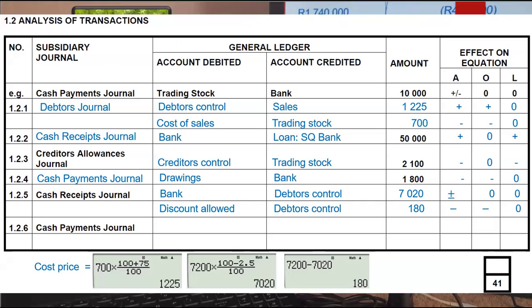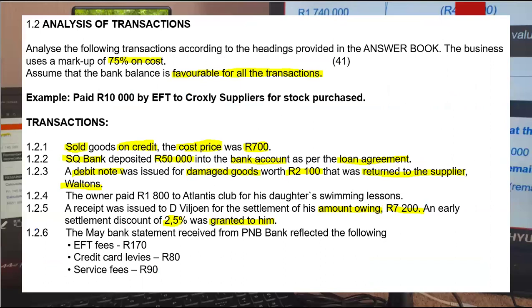Moving right along. Last one. The May bank statement received from PNB Bank reflected the following. So we received the bank statement. So for whatever is about to come, bank is involved. It's either bank is decreasing or bank is increasing. They gave us EFT fees of 170, credit card levies of 80, and service fees of 19. All of these qualify to be bank charges. You will add them up: 170 plus 80 plus 19.